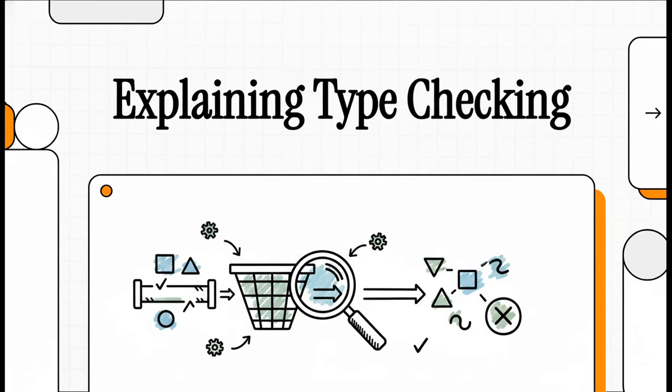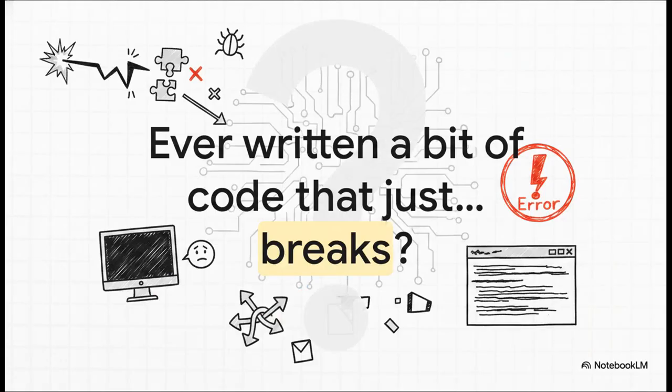Have you ever wondered how your computer knows the difference between, say, a number and a word? Well, there's this quiet but really powerful concept working behind the scenes. It's called type checking, and today we're going to gently pull back the curtain on it. I mean, we've all been there, right?